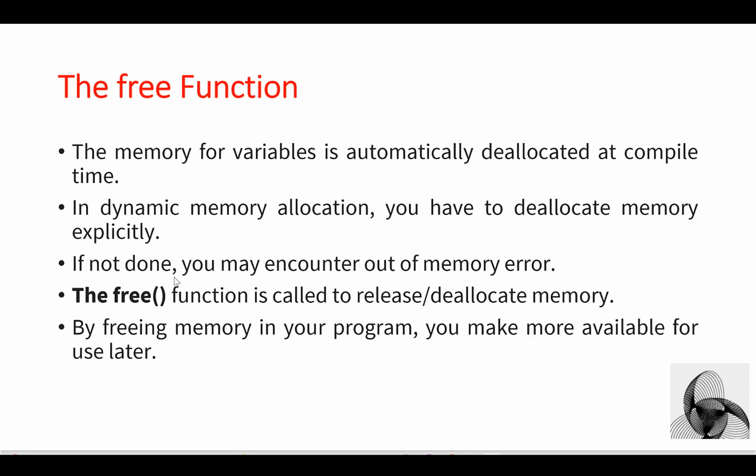Next is the free function. The memory for a variable is automatically deallocated at compile time. In dynamic memory allocation, you have to deallocate memory explicitly. The free function is called to release or deallocate memory. By freeing memory in your program, you make more available for use later. The memory allocated using functions malloc and calloc is not deallocated on its own. Then the free function is used whenever the dynamic memory allocation takes place. It helps to reduce wastage of memory by freeing it.